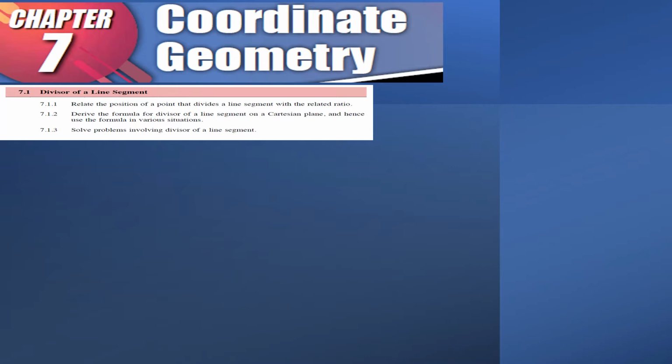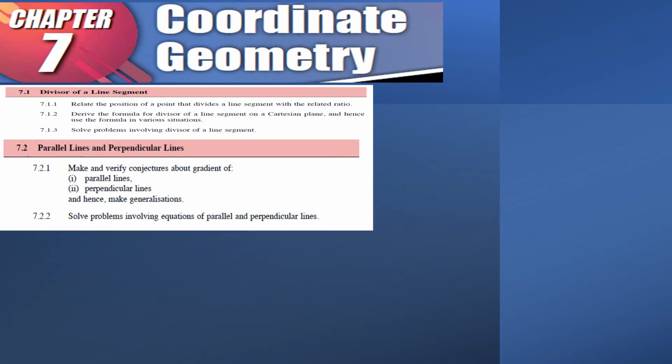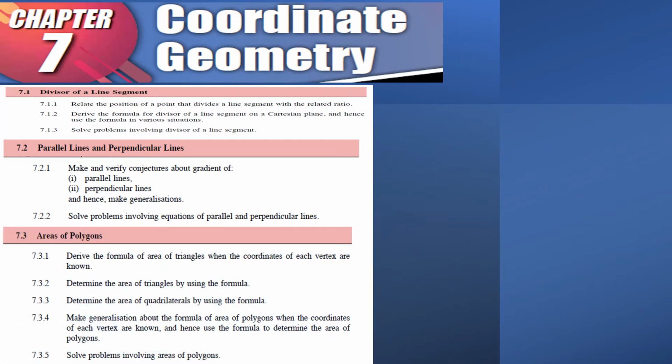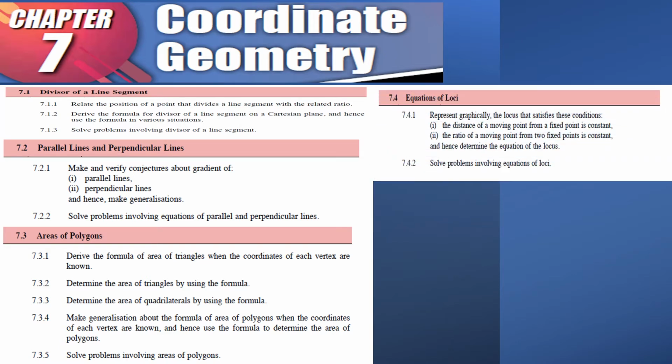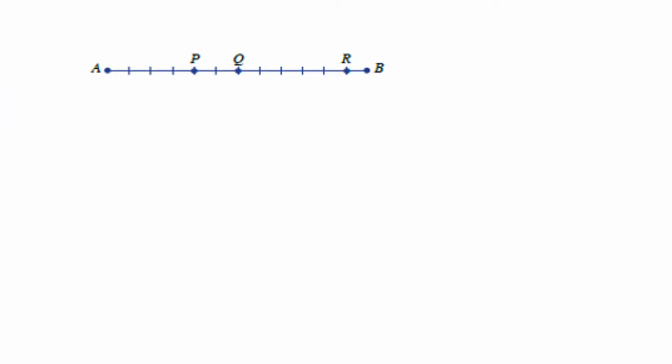Okay, in this chapter we have 7.1 divisor of a line segment. 7.2 will be parallel lines and perpendicular lines. 7.3 will be area of polygons. Lastly, we have 7.4, which is equation of loci. Okay, so today we'll start with 7.1.